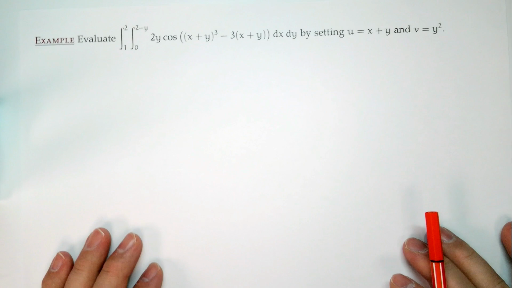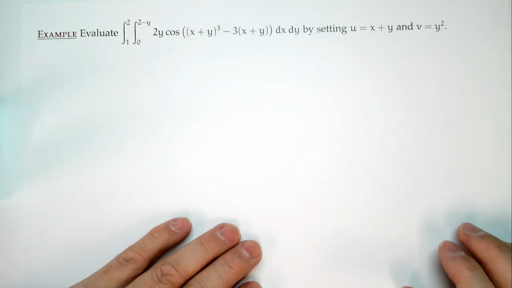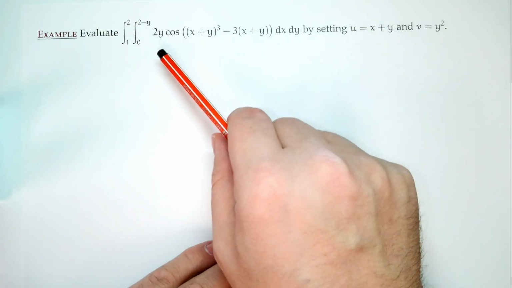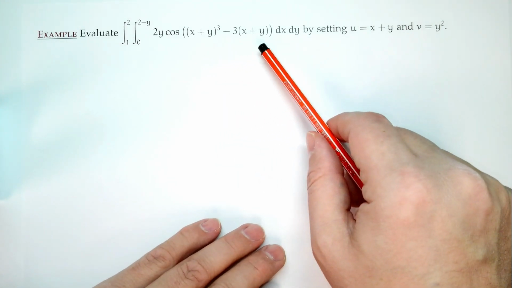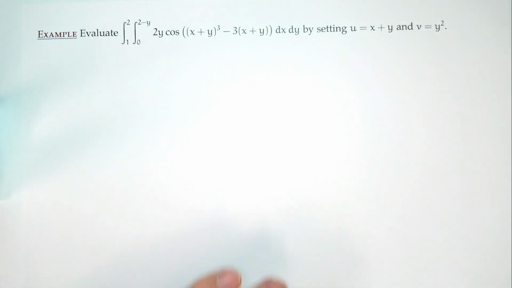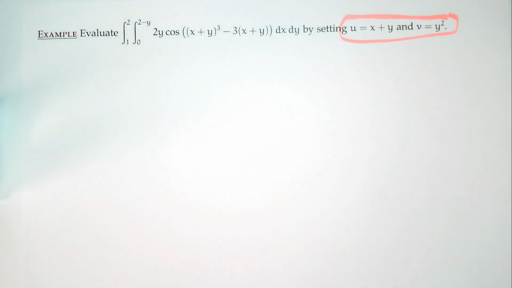All right, let's do a little bit more practice, because the more we practice, the better we get. So let's evaluate the following integral, from 1 to 2, 0 to 2 minus y, 2y cosine of x plus y cubed minus 3 times x plus y dx dy, by setting u equal x plus y and v equal y squared. Well, the good news is it's not so hard to find the substitution. There it is. They told it to us. Aha! So that saves us a little bit of work.